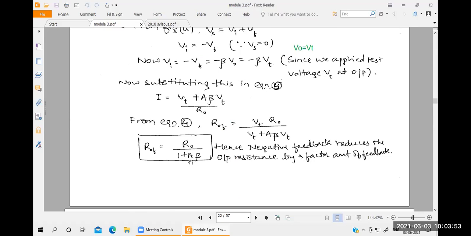So all of you practice this one: input resistance with feedback and output resistance with feedback. In the input resistance with feedback, what happens? The input resistance increases, but when I come to ROF, the output resistance decreases. Because they have taken the feedback gain in inverse, that is 1 divided by 1 plus A beta, that's why the resistance decreases here.